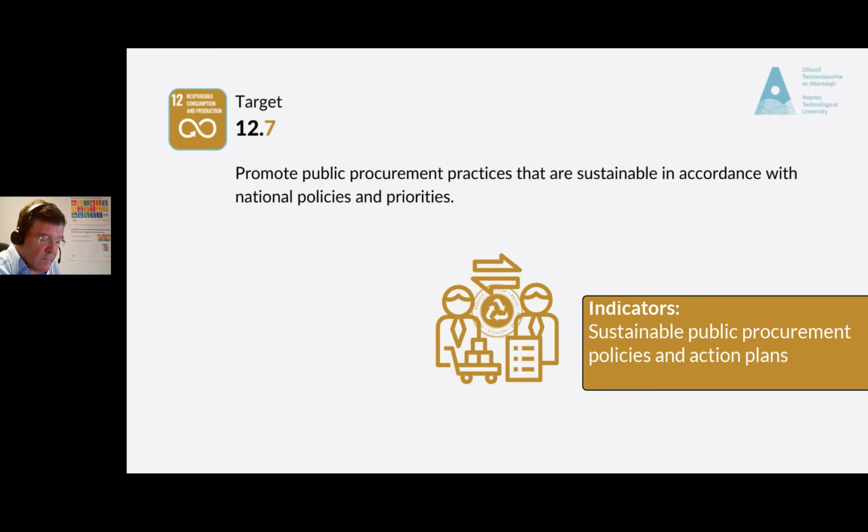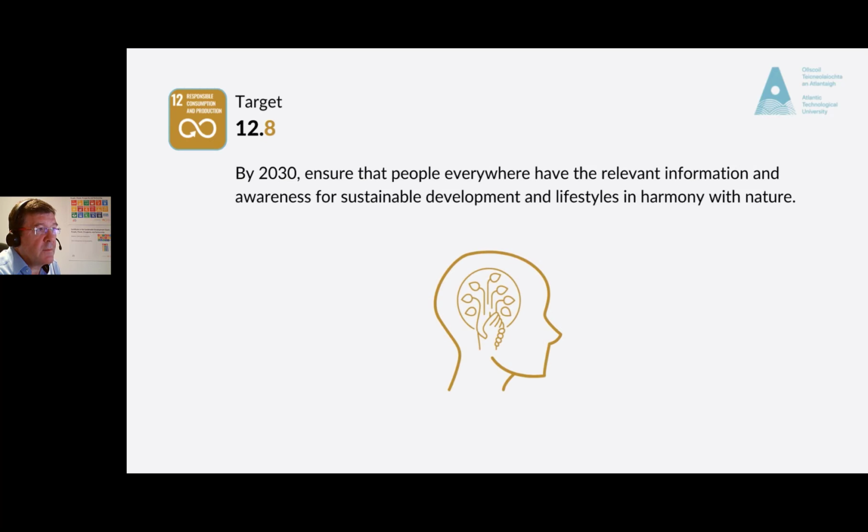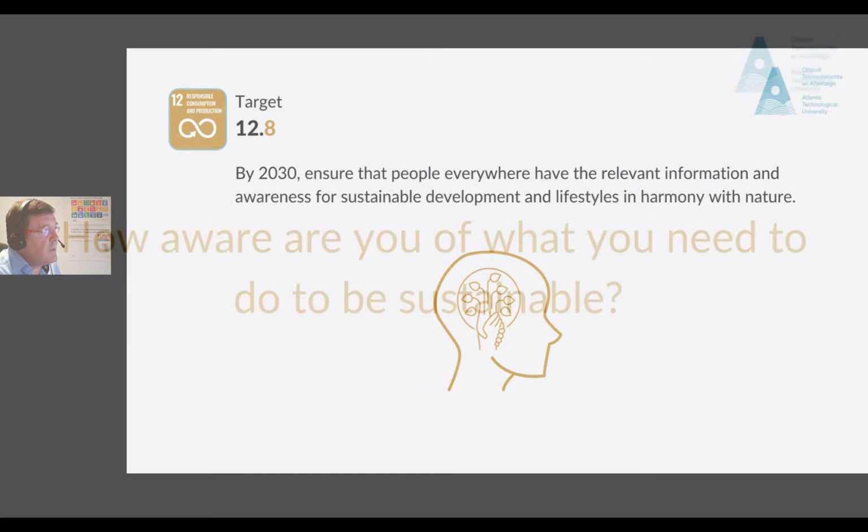And we do have one of those, and we will be having a look at that in more detail later on. Target 12.8: By 2030, ensure that people everywhere have the relevant information and awareness for sustainable development and lifestyles in harmony with nature. To meet all the goals, we need to raise awareness.